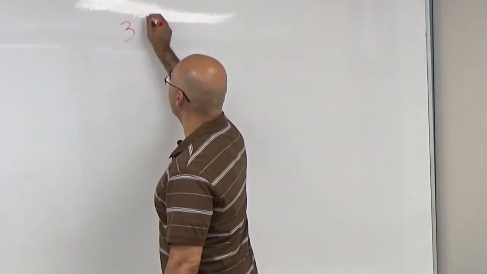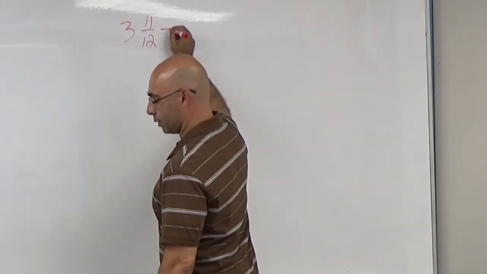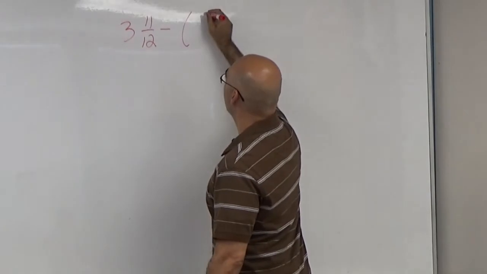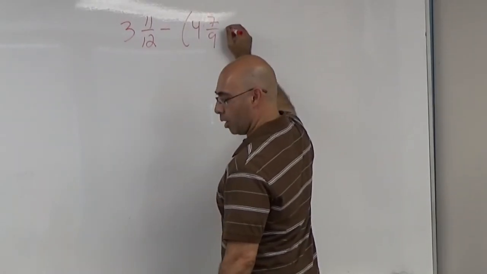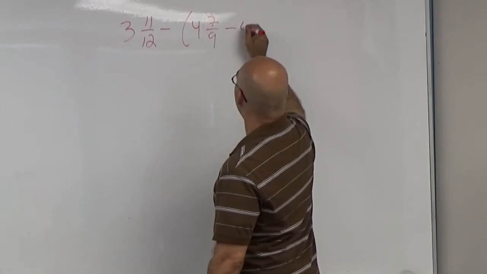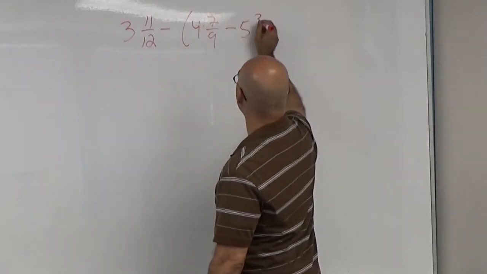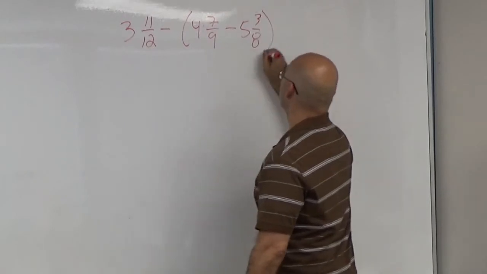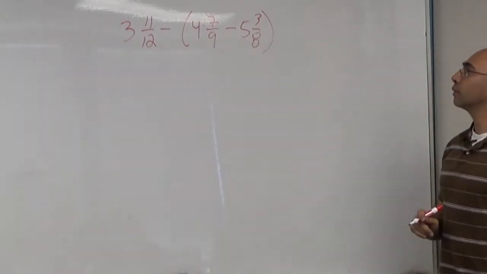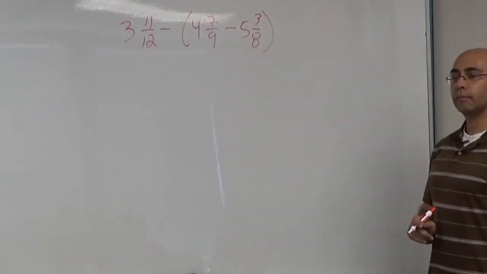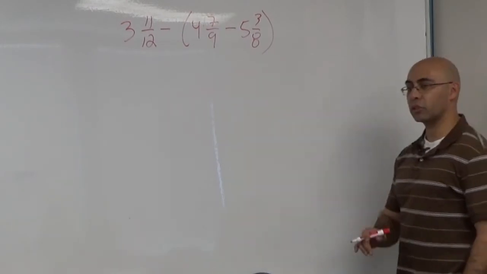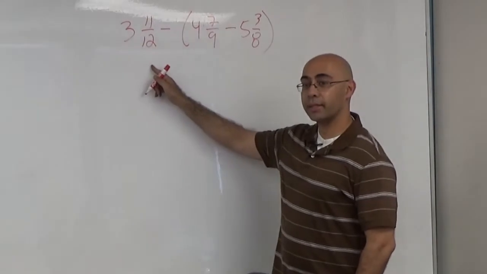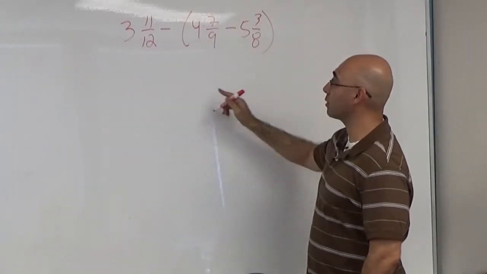We'll say 3 and 11 over 12 minus, oh, my bad, 4 and 7 over 9 minus 5 and 3 over 8. Oh, blast. What do I do here? I'm going to show you something a little different. Now, I just want you to watch. I want you to pay attention and watch this.